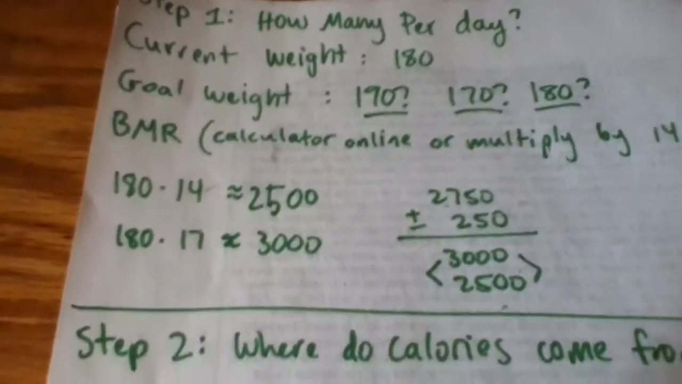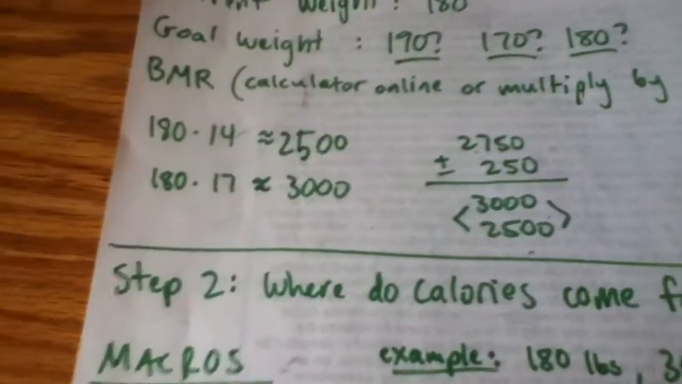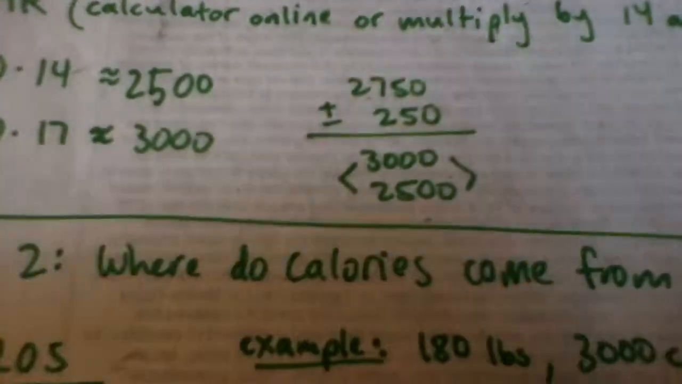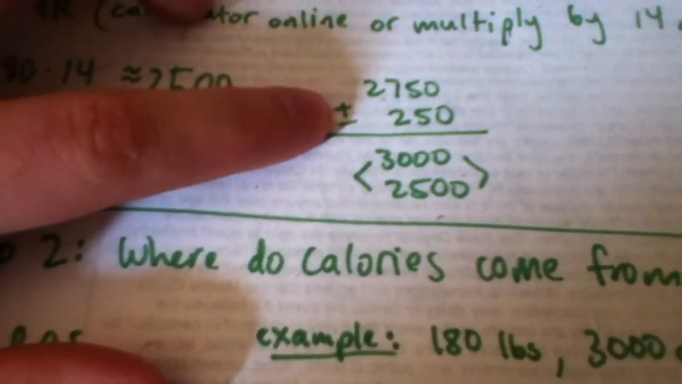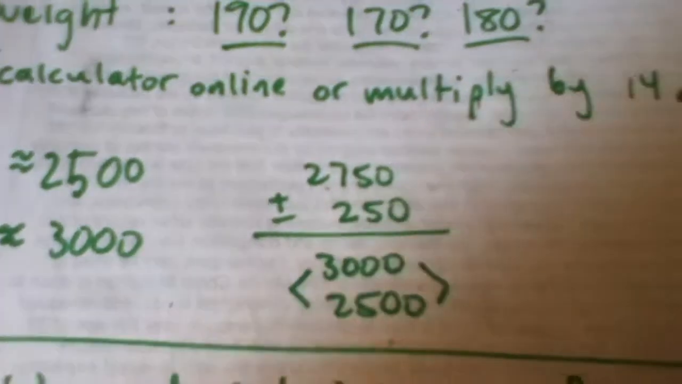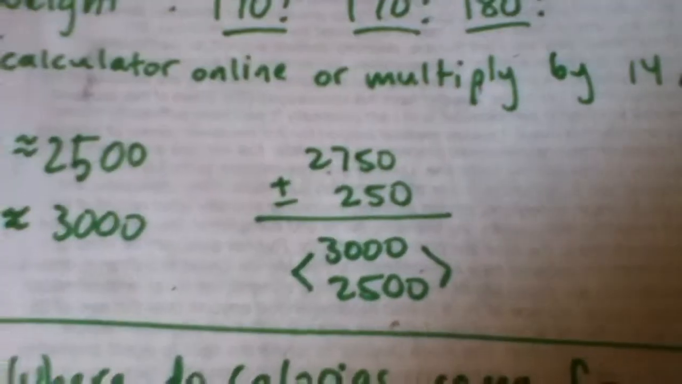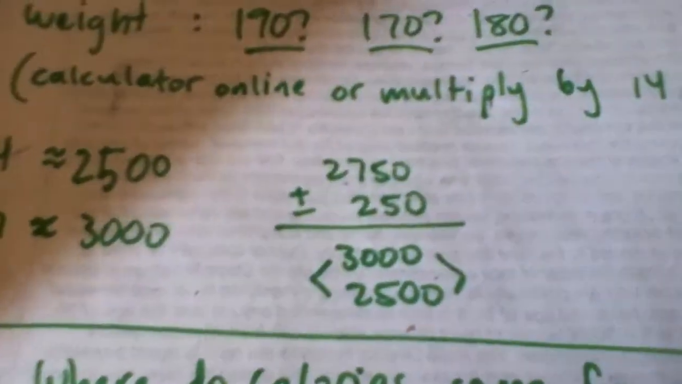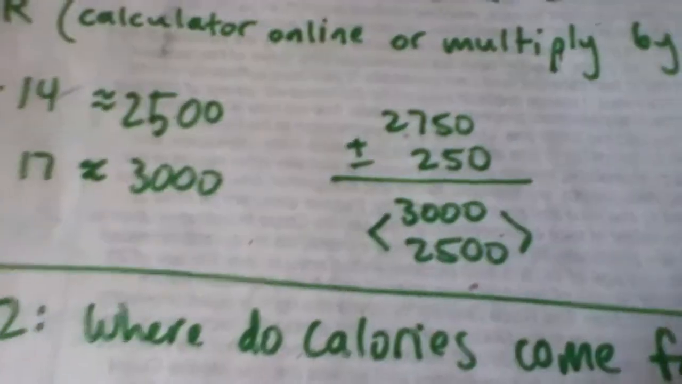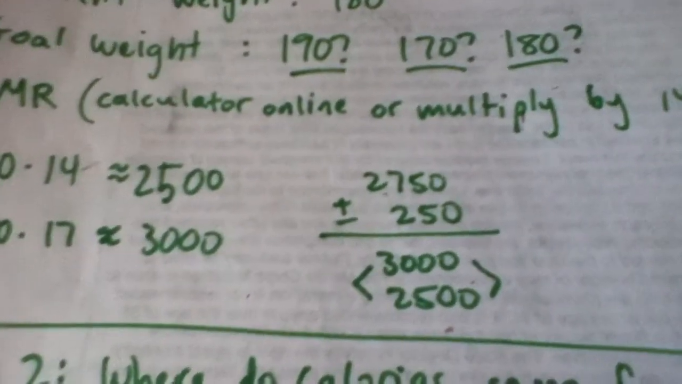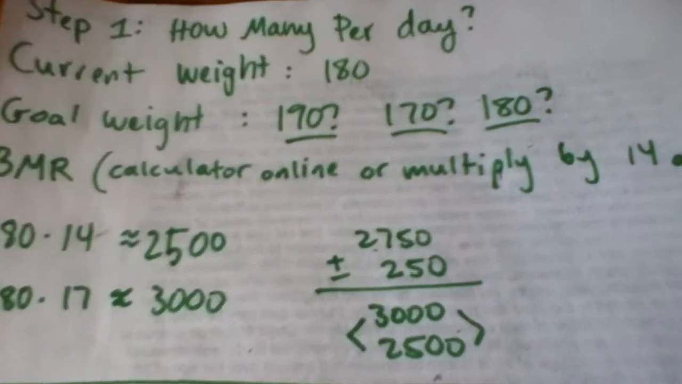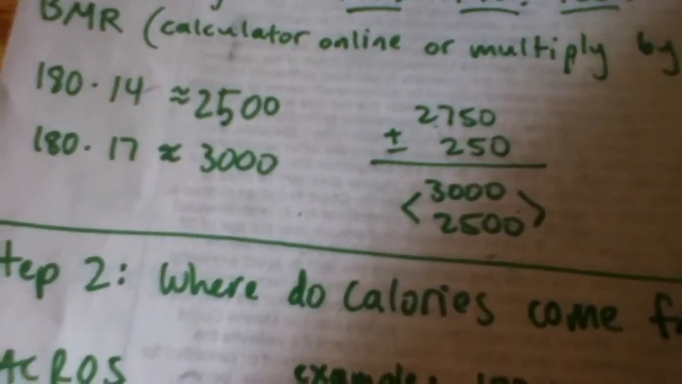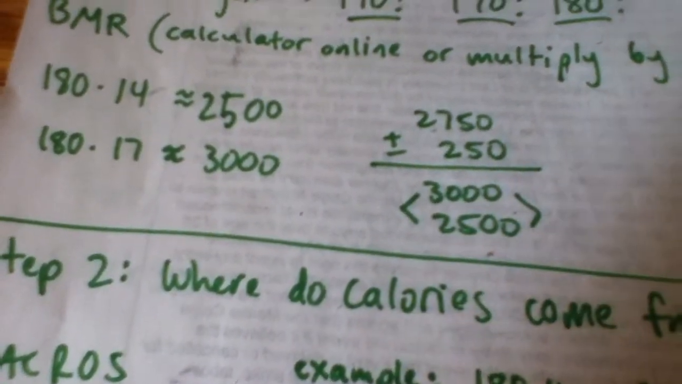So let's say this 180-pound dude takes the middle between multiplying by 14 and 17. Let's say he takes 2750. Now, this plus or minus essentially means that depending on if he's trying to gain or lose, you either add or subtract. If you're trying to gain weight, you got to add, because you need to be at a calorie surplus. If you're trying to lose weight, you got to subtract, to be at a calorie deficit. It's very, very simple.